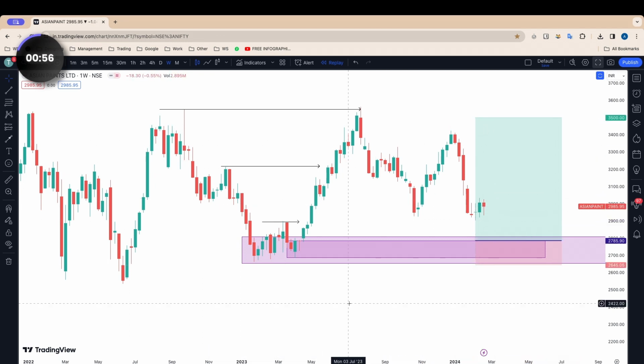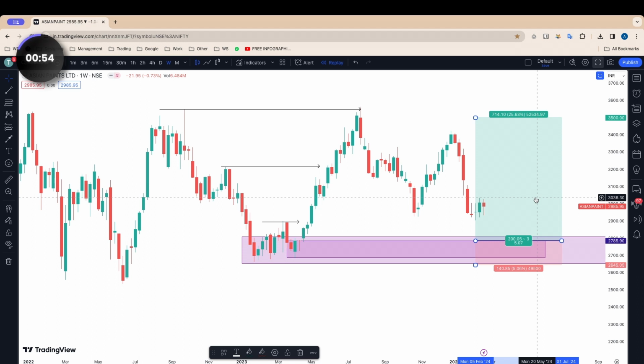Now, refining this on the weekly time frame gave us a better picture and also increased our RR ratio. If we had traded on the monthly time frame, our reward ratio would have been around 3.5. Now, just by refining a few things, we are able to get around a 5:1 RR in the same trade. I hope this video has helped you understand the concepts of demand and supply.